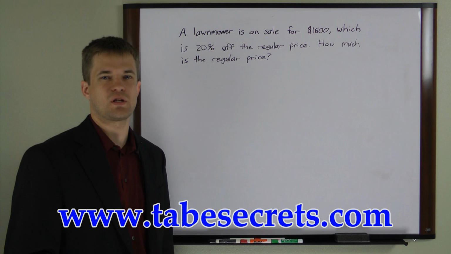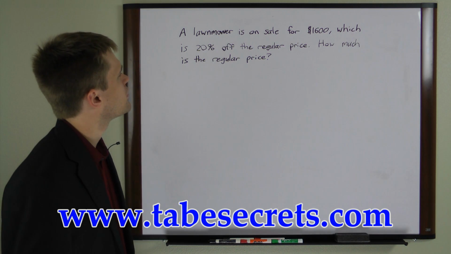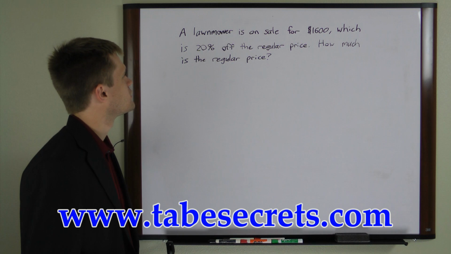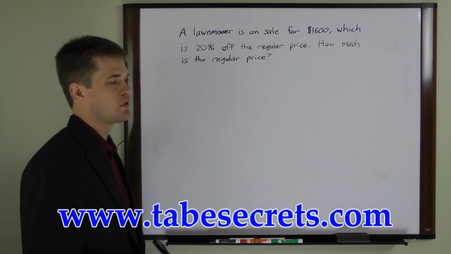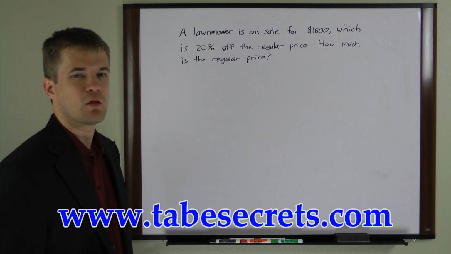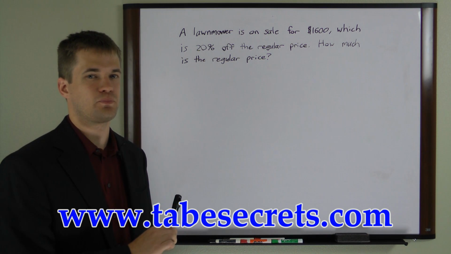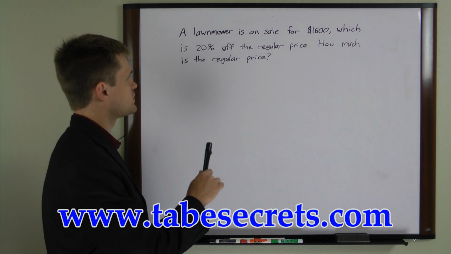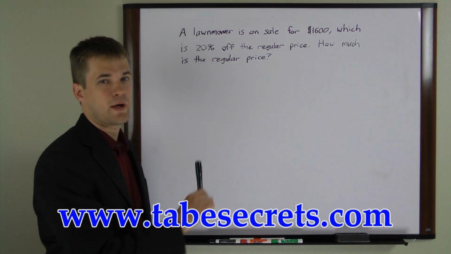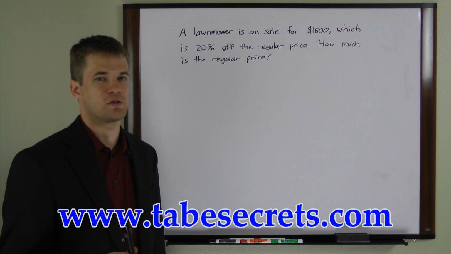Here's an example of one of the types of problems you may encounter on your exam. A lawnmower is on sale for $1,600, which is 20% off the regular price. How much is the regular price? Now the first thing you want to do with a word problem like this is convert the words to an equation. Now you want to be very careful when you're writing out your equation, because if you translate the word problem incorrectly, it doesn't matter how good you are at solving the equation, you're going to get the wrong answer.